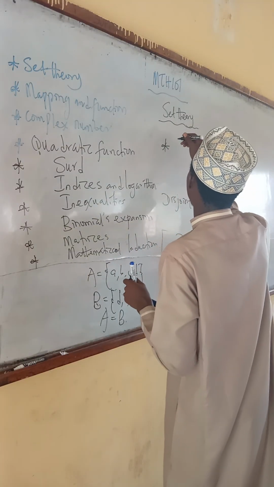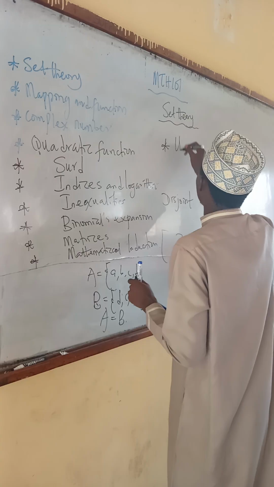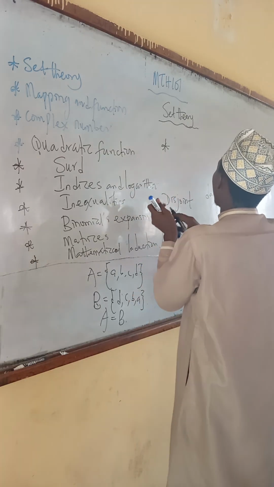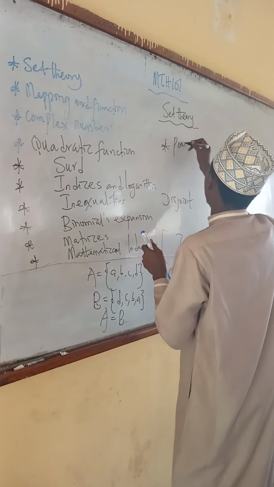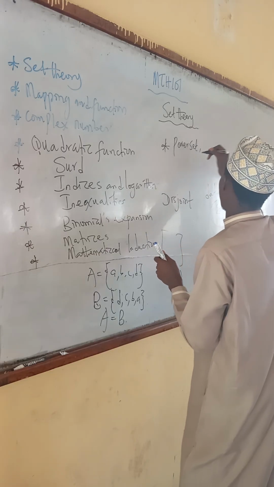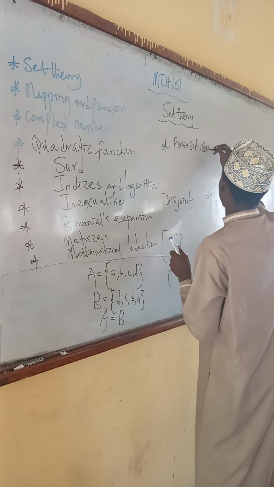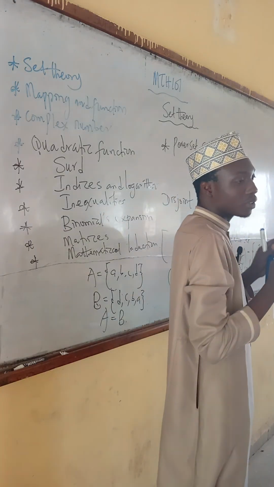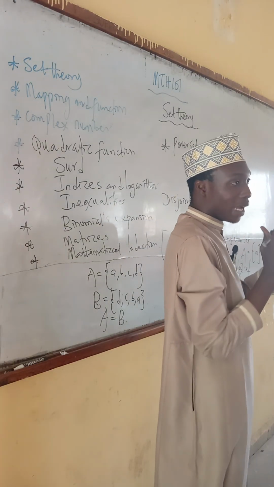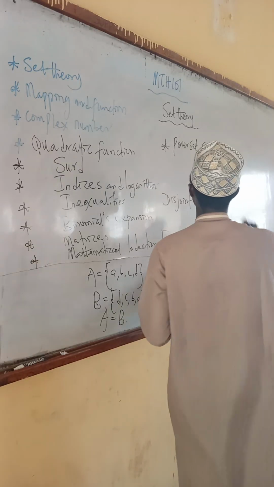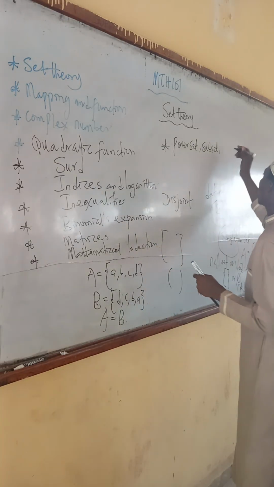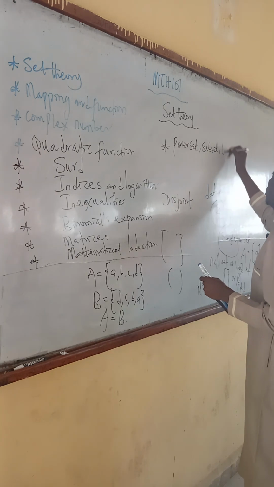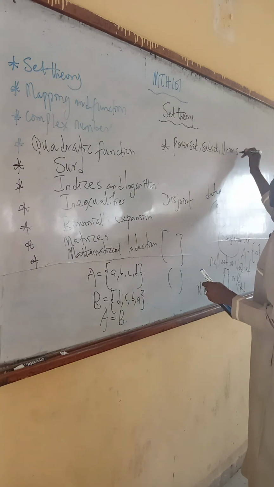You need to understand what we call power sets. Let me start with power sets. You need to understand what we mean by power set, subsets. They are not types of sets, they are just terms that you need to understand. So we have power set, subset, union set, and intersection.